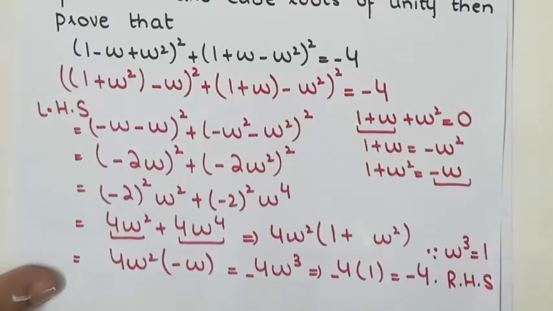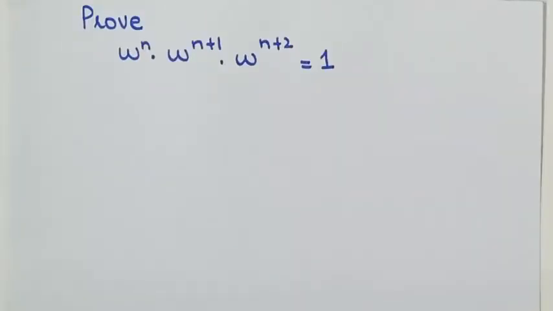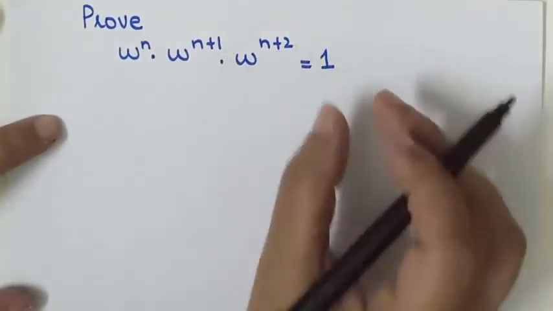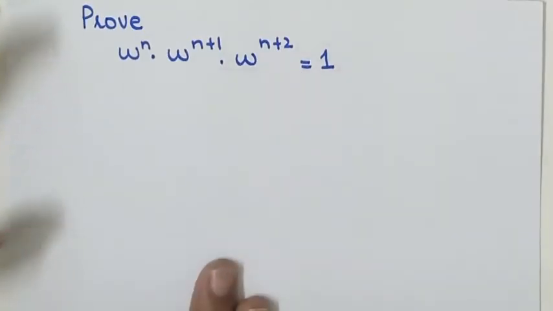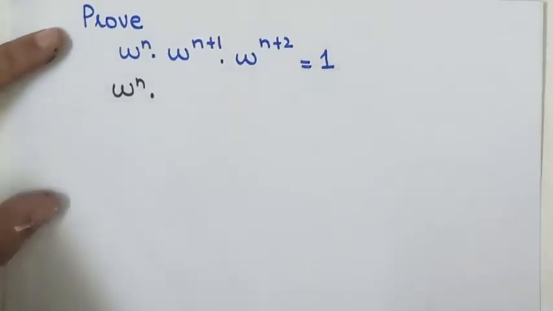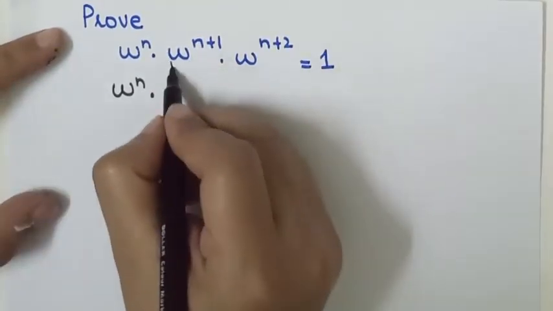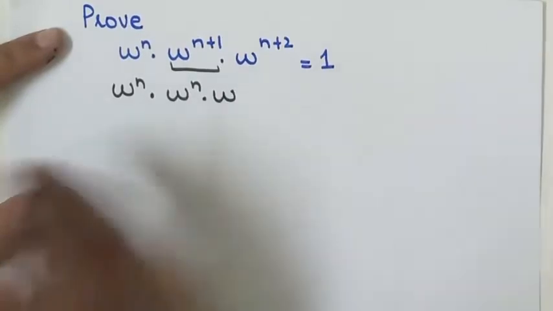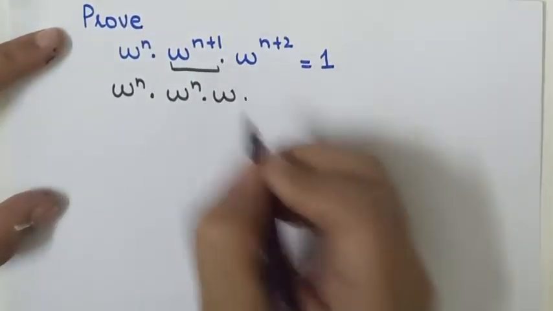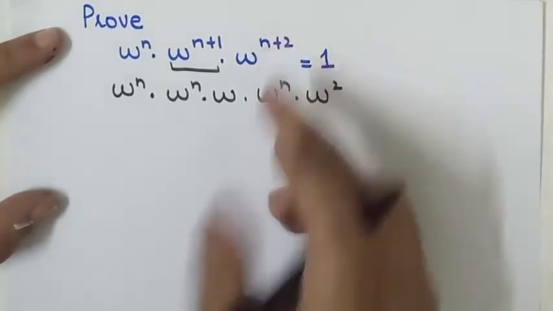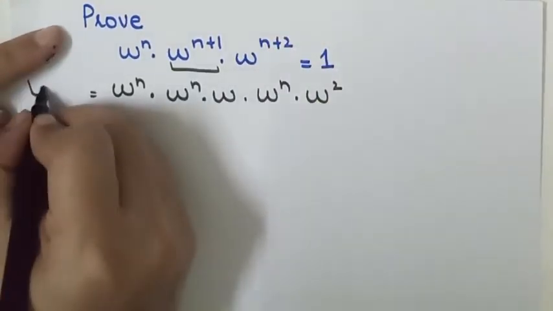So stay tuned. Last question for this topic is ω^n into ω^(n+1) into ω^(n+2) is equal to 1. So how can we solve it? ω^(n+1) we can write as ω^n into ω, then we have the product sign, ω^n into ω². This is the left hand side.